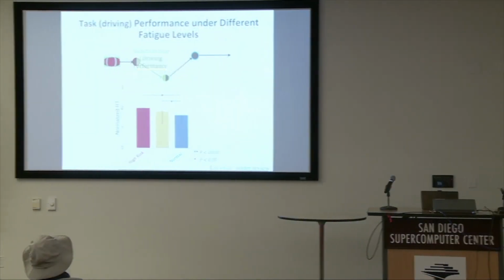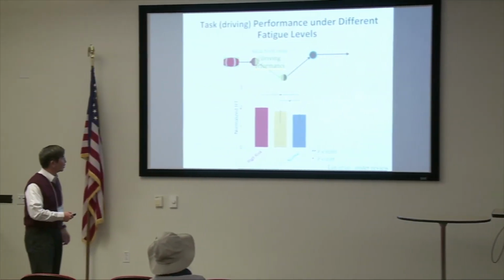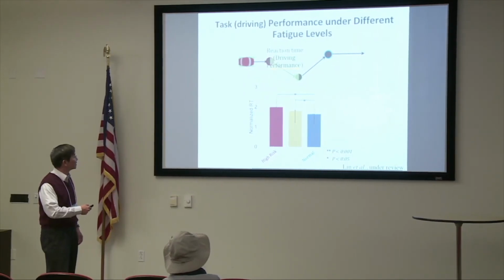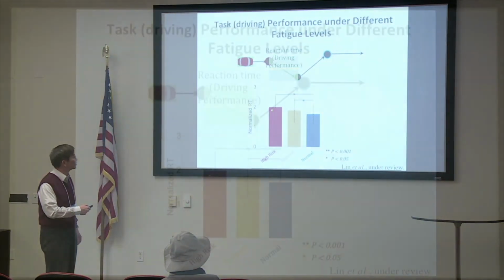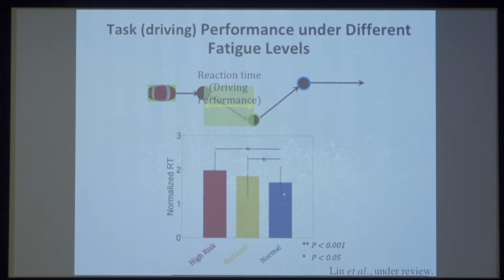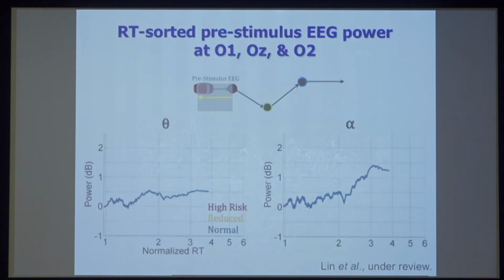Okay, so this is the behavior. When they have poor sleep, this is their reaction time, which is higher than when they have really good sleep, which we put as normal. And they are actually statistically significantly different. Okay, again, this is a lane keeping test. I'm going to show you the association between the EEG power spectrum and performance.